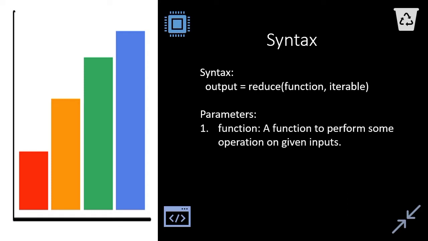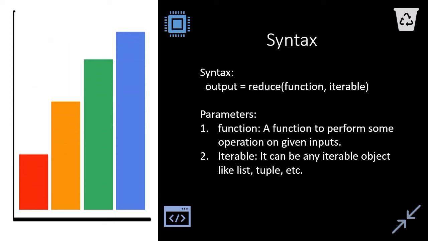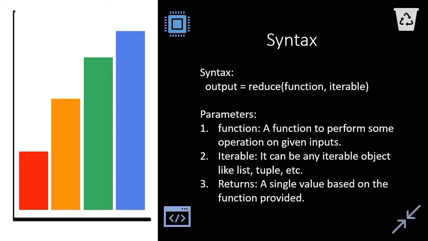First of all, it takes a function which will be performing some operation on the given input. The operations may be like addition, subtraction, multiplication or anything like that. After that we have to provide an iterable. It may be a list. So it returns a single value based on the function provided, which is a cumulative value.